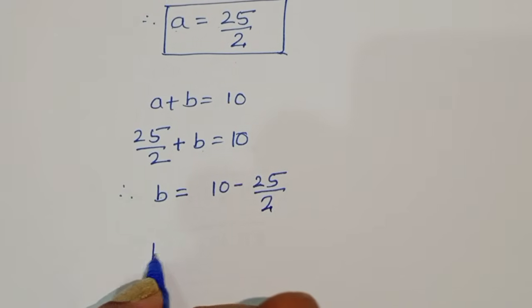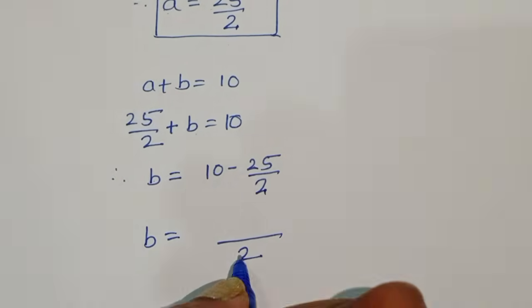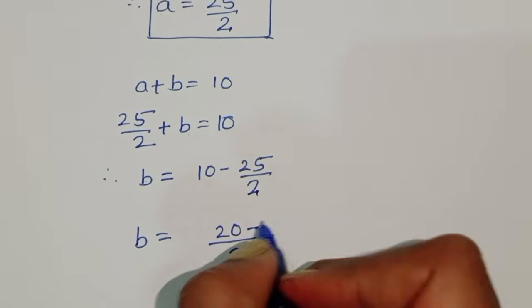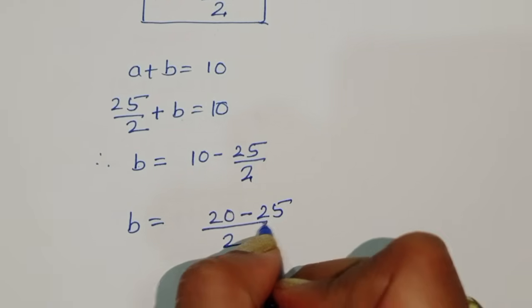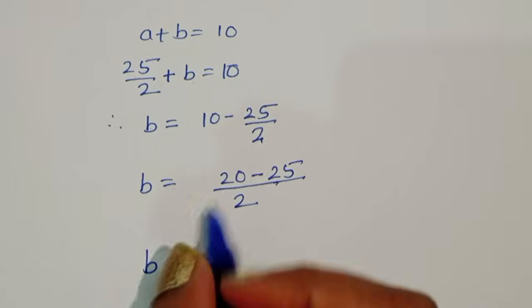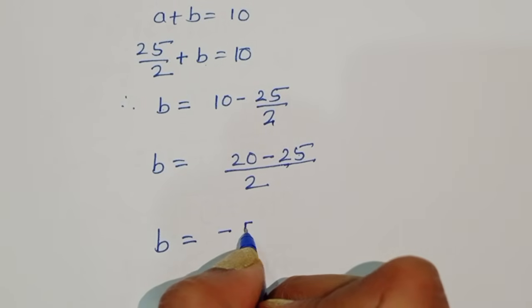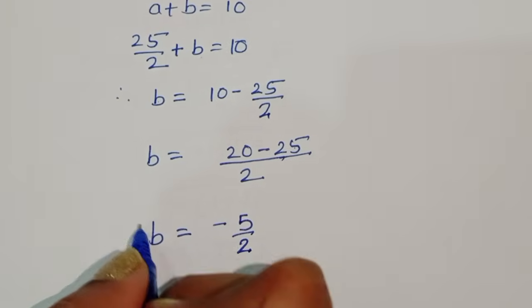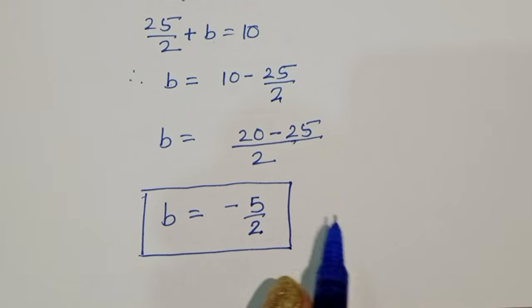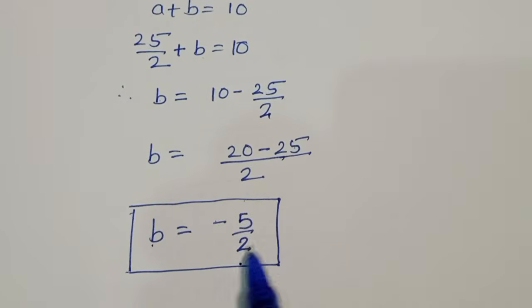Now b is equal to, we are taking the LCM here. 10 becomes 20 by 2, so b is equal to 20 minus 25 by 2. So the value of b is minus 5 by 2. This is the value of b, right? So here we got the value of a is equal to 25 by 2 and the value of b is equal to minus 5 by 2.